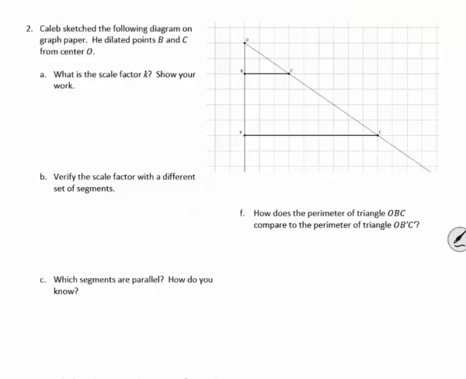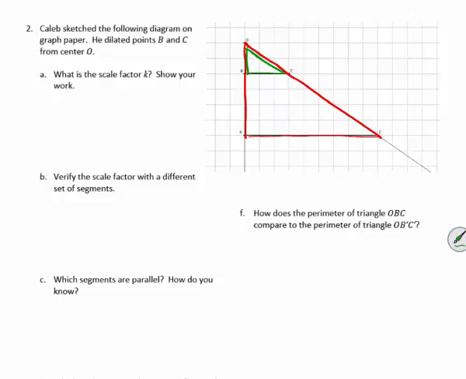All right, let's see if we can look at another example here. So here's one that's actually done on a graph. He dilated points B and C from center O. So here is our original. I'm going to outline the original in red. So this time our original is bigger. All right, then we have our image, which is going to be up here.